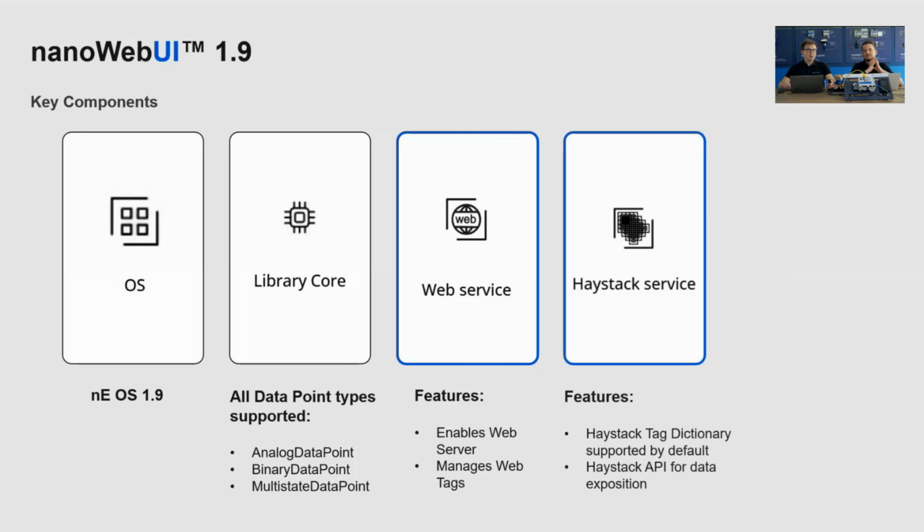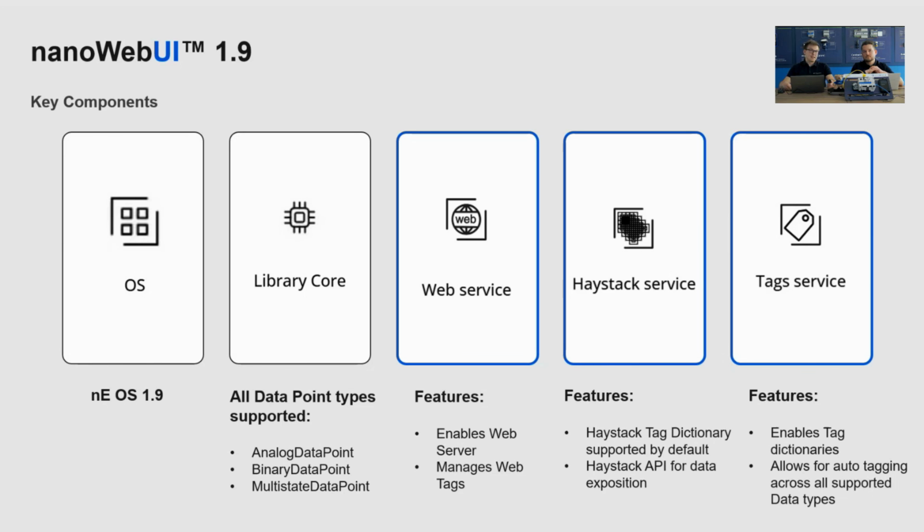The second new library is the Haystack library, and it gives us the Haystack service, which enables communication with the web pages. It's a Haystack API with the Haystack protocol, which also contains Haystack tags, according to the Haystack protocol. And last but not least is a tag library, which in fact is used to enable auto-tagging of all the data points. That's the king.